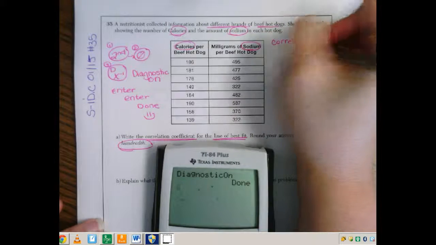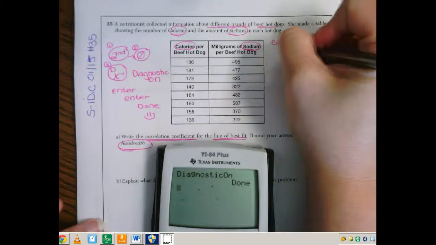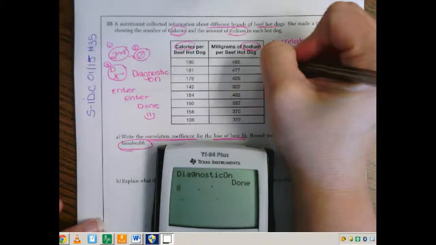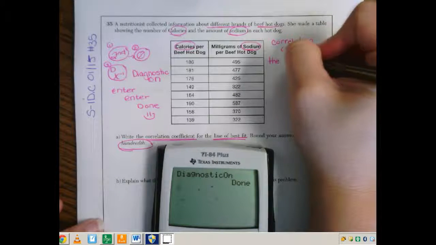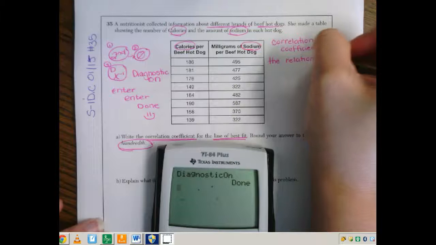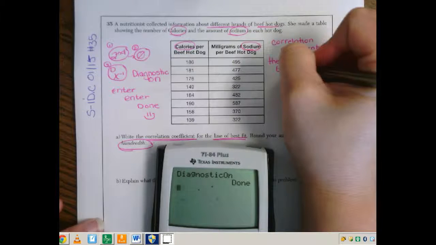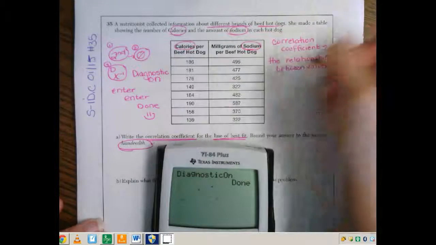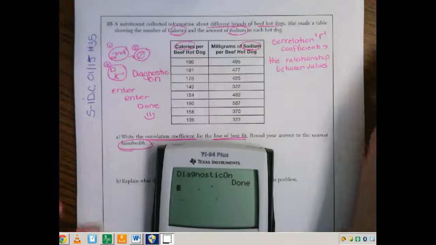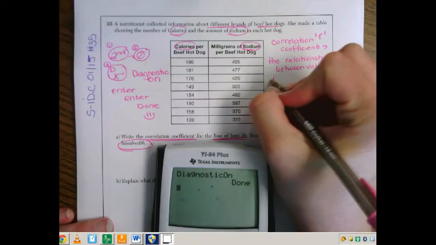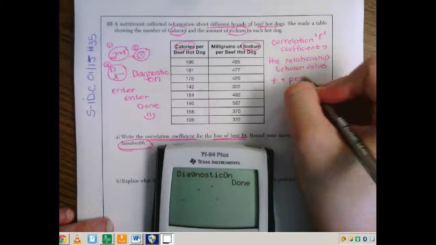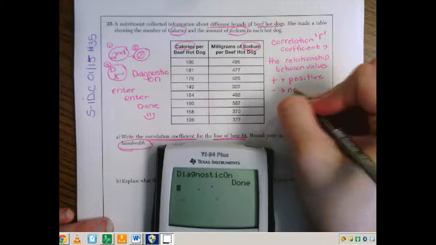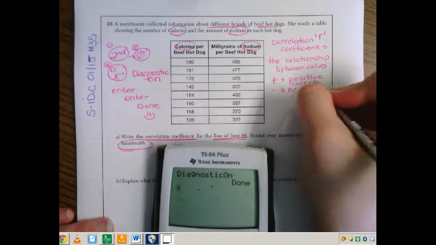Now, because I have this and they want us to find the correlation coefficient. Well, basically, the correlation coefficient shows us how, or let's just say the relationship between values. Okay. The correlation coefficient is represented by the letter R. If it is a positive number, then it's said to have a positive correlation. If it's a negative number, it's said to have a negative correlation.